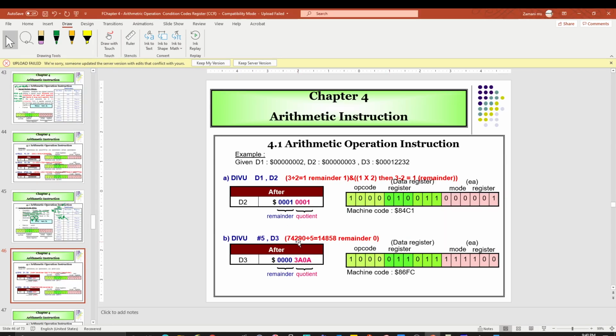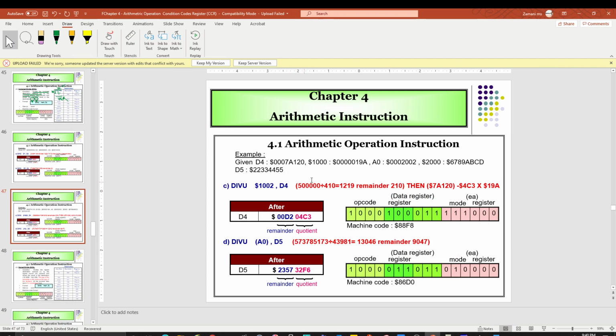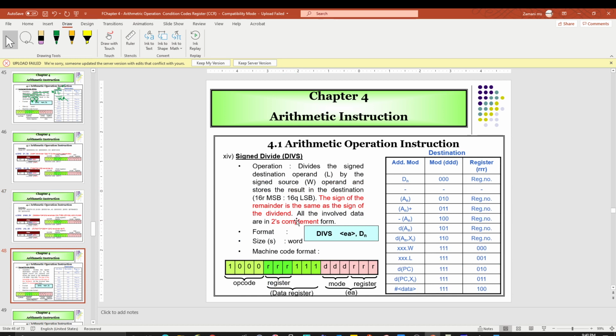Okay, this is division. So you can try this one. Okay, you have the calculator over here. Try to get this value, and you can get the quotient and remainder. Okay, for this one. Okay, let's move on to the signed divide.